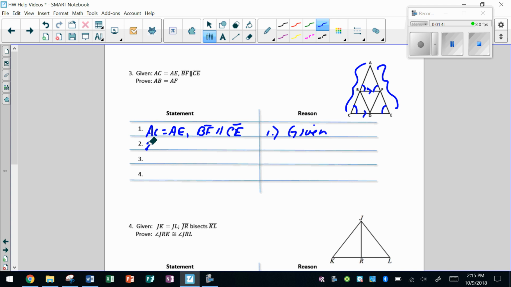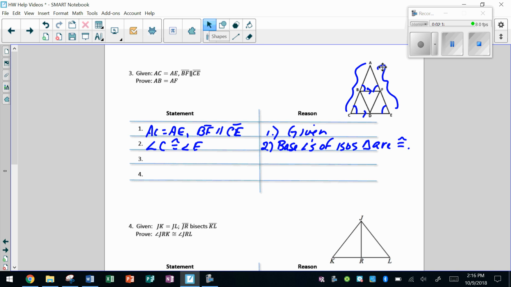From here, I'm going to say those base angles. Angle C is congruent to angle E. And that is because the base angles of an isosceles triangle are equal or congruent. In this case, you could also say that congruent angles lie opposite congruent sides. So because they gave us these equal sides here, we can say that these angles which lie opposite them are also equal.